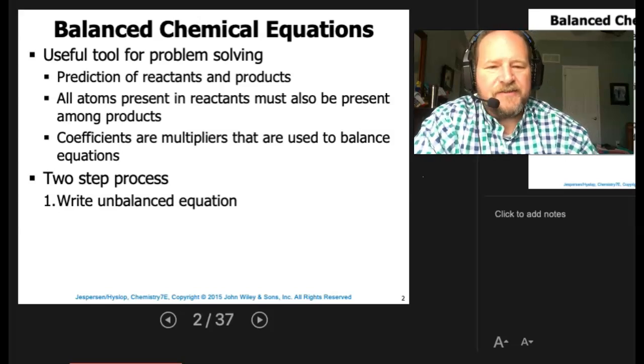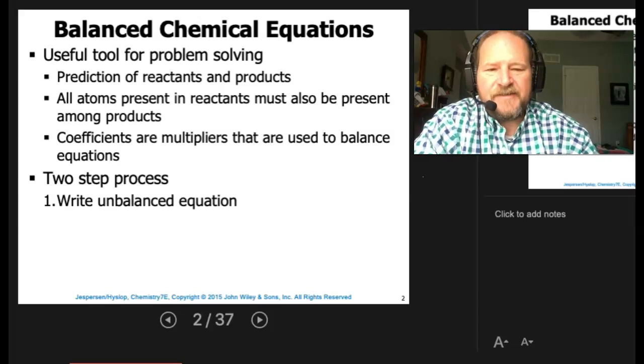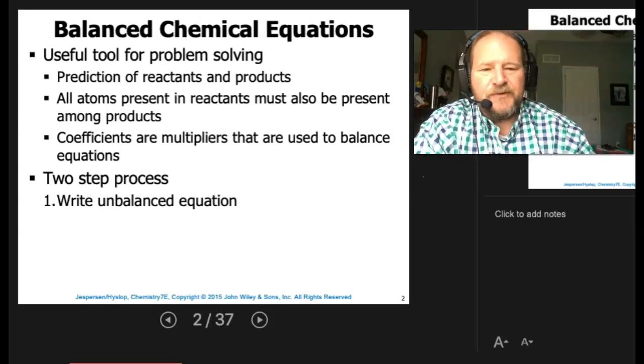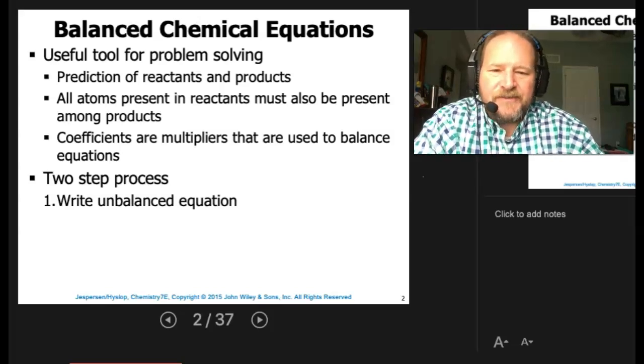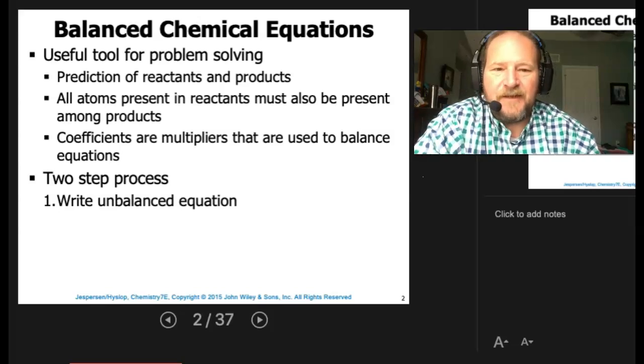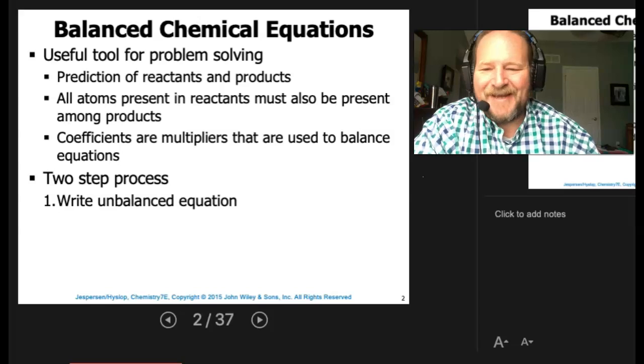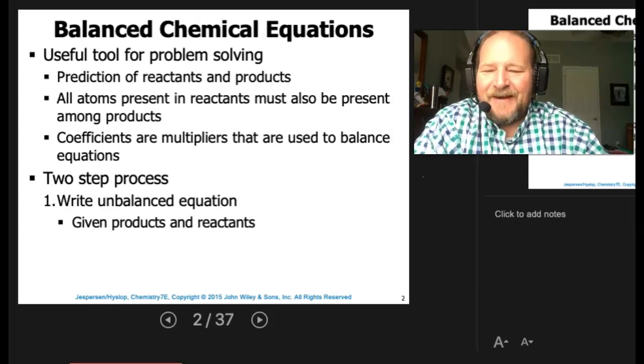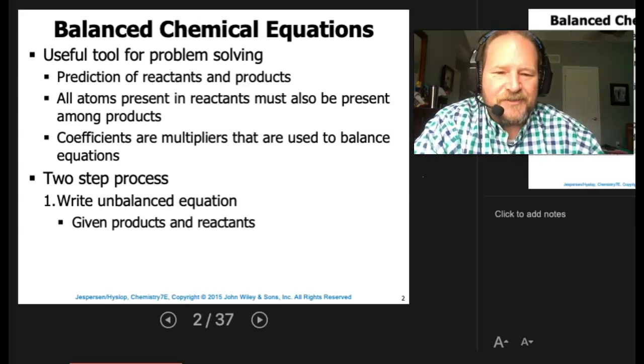First, you write an unbalanced equation. A lot of times we'll call that a skeleton equation. So you'll write out the skeleton equation, and that's telling you what's actually going to happen. Sodium is reacting with water. It's producing NaOH, sodium hydroxide, and H2 gas. So that would be our skeleton equation.